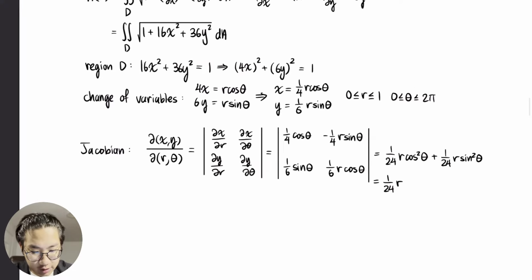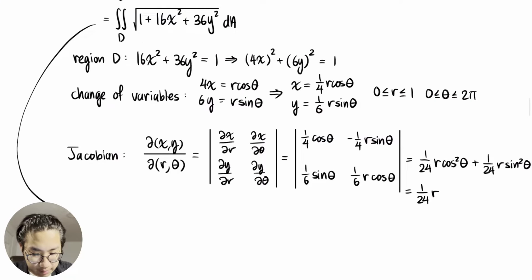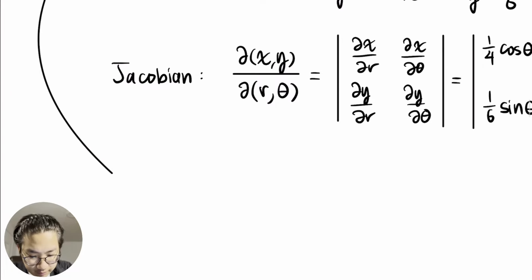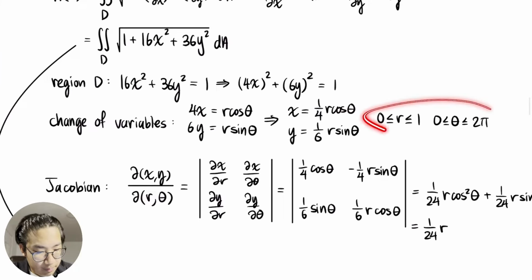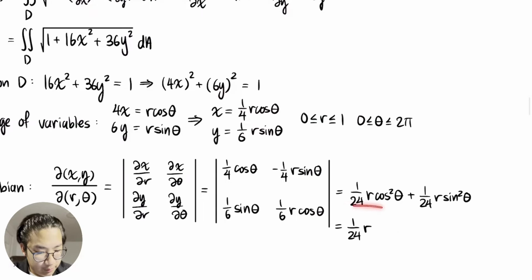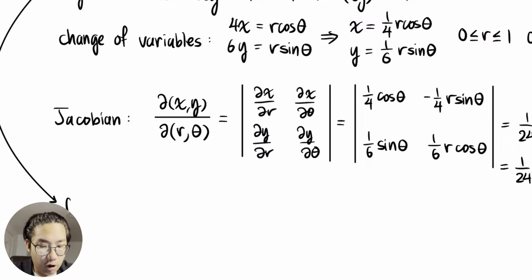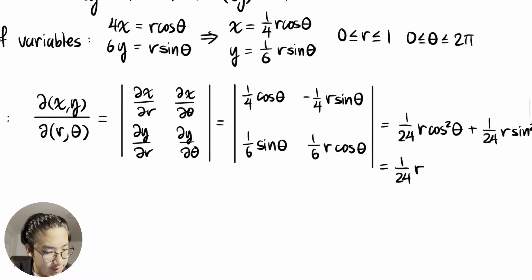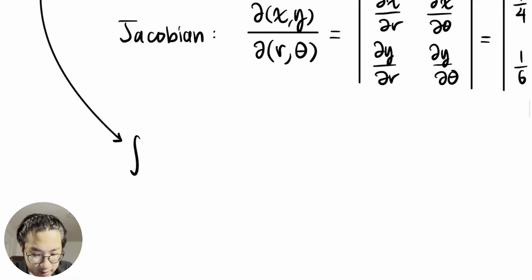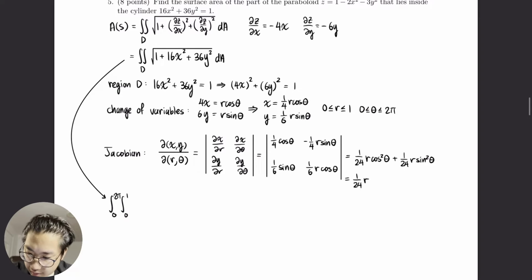Okay, so now we can actually finish computing this integral. We have our region over here, and we have our change of variables right over here. So we can proceed. Again, in this case, it's not r, but 1 over 24 r, and then dr d theta. So theta is on the outside. Theta goes between 0 and 2 pi, and then r goes between 0 and 1. And then we have our function right over here.